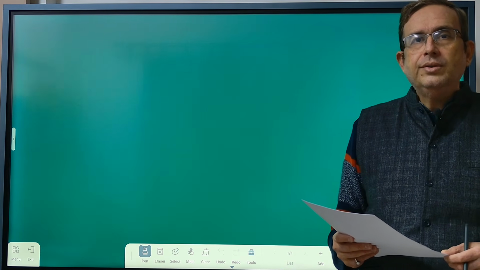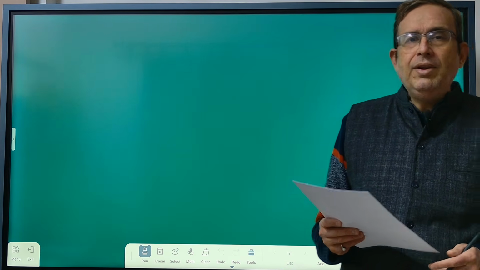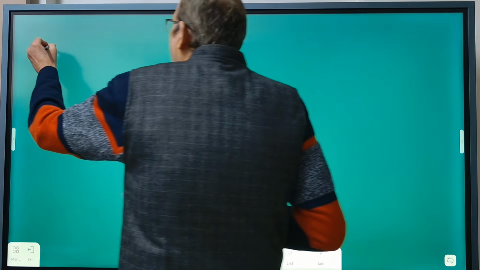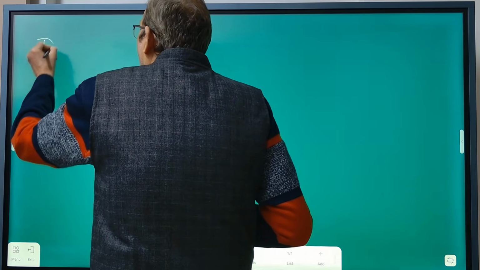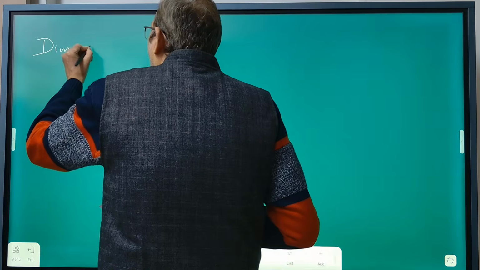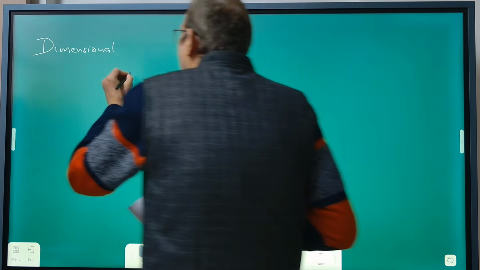Hello dear students. Today we will do some problems based on two chapters: units and measurements, and one dimensional uniform motion. We'll start with units and measurements first, and this first question is based on dimensional consistency.